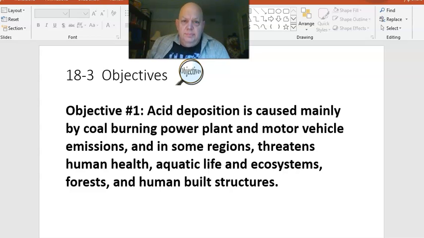Hi, this is APES, Chapter 18, Section 3, and Chapter 18, Section 4. So for our objectives today, we're going to be looking at acid deposition. Again, the main causes of acid deposition are coal burning power plants and motor vehicle emissions, and sadly in some areas it does threaten human health, aquatic life and ecosystems, forests, and human-built structures.